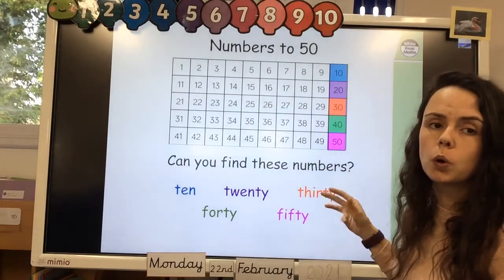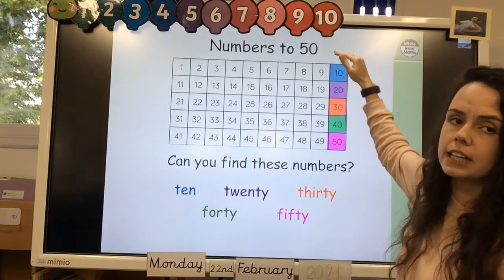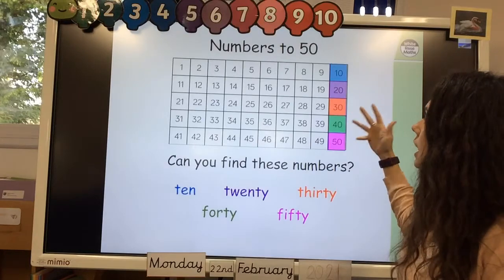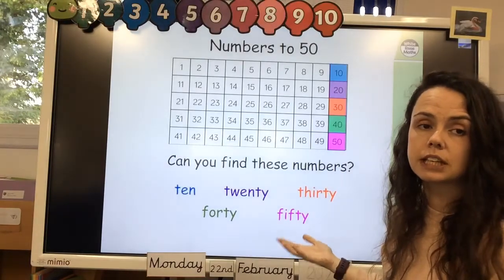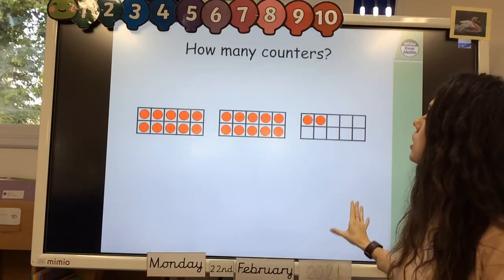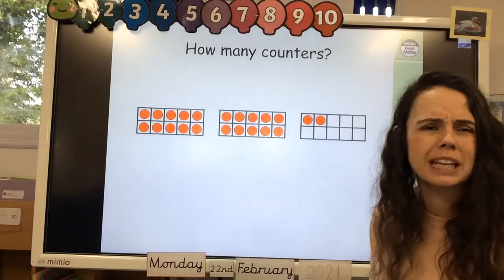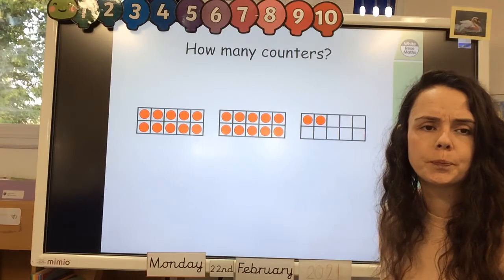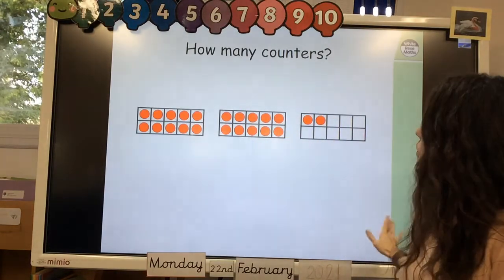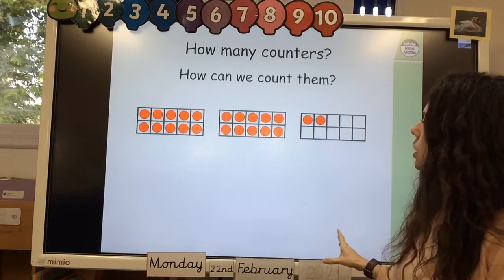Now, what we've got here is we've counted in tens all along. So 10, 20, 30, 40, 50. Let's see if there's anything else in here that helps us count to 50. Right, so here we've got some counters. How many counters have we got? We've got 10, 10 and 2. So let's have a go at counting them.